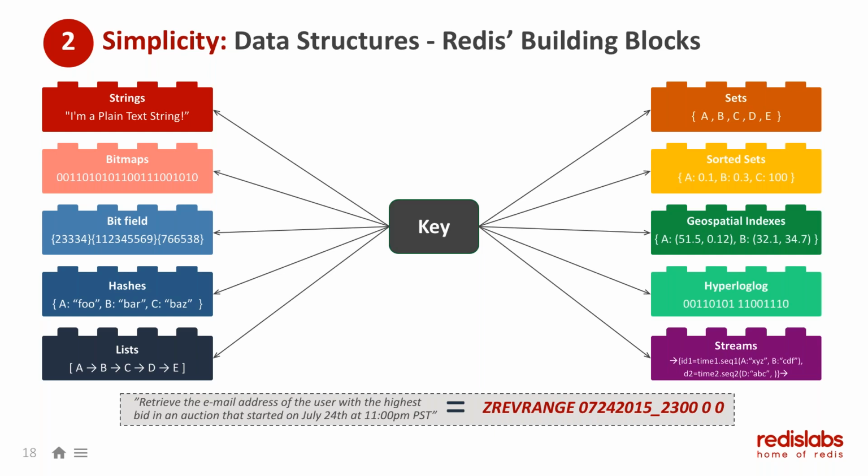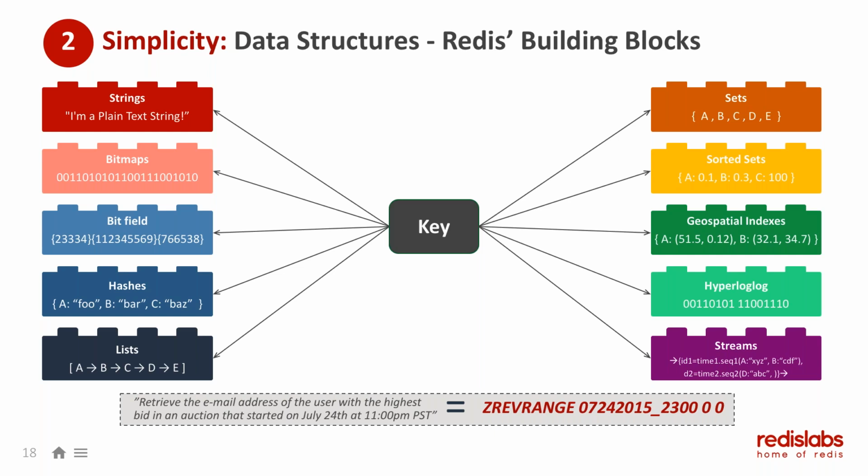So you have, starting on the upper left, strings that just store plain text. And then you have bitmaps where you can store binary data. We're really great at that. We have bit fields, which enable us to store numbers in units that you're familiar with: unsigned 8-bit, unsigned 10-bit, signed, that sort of thing. Hash maps, which allow you to have key and field and value for each one of those.